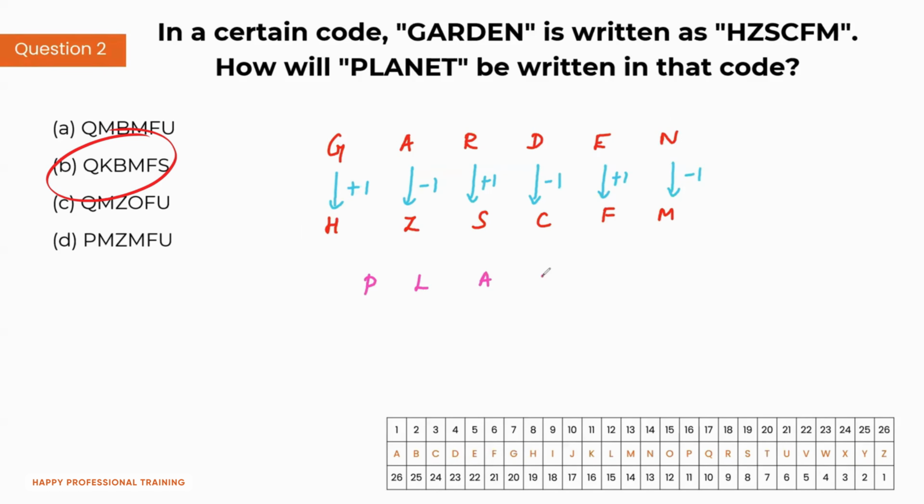Now, let's apply the same thing to planet. So, it's plus 1, minus 1, plus 1, minus 1, plus 1 and minus 1. P plus 1 is Q, L minus 1 is K, A plus 1 is B, N minus 1 is M, E plus 1 is F, T minus 1 is S. So B is the right answer here.